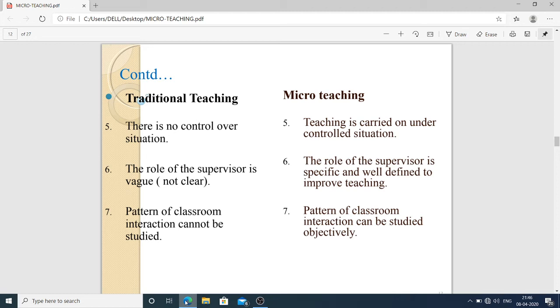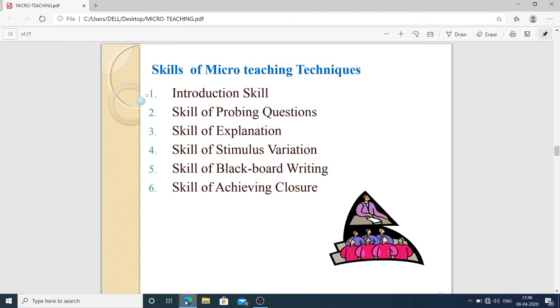There is no clear role of the supervisor or the teacher, but there is a specific role of the teacher or supervisor in micro teaching. Then the pattern of classroom interaction cannot be studied, but in micro teaching, the pattern of classroom interaction can be studied objectively. I hope you are clear on this.